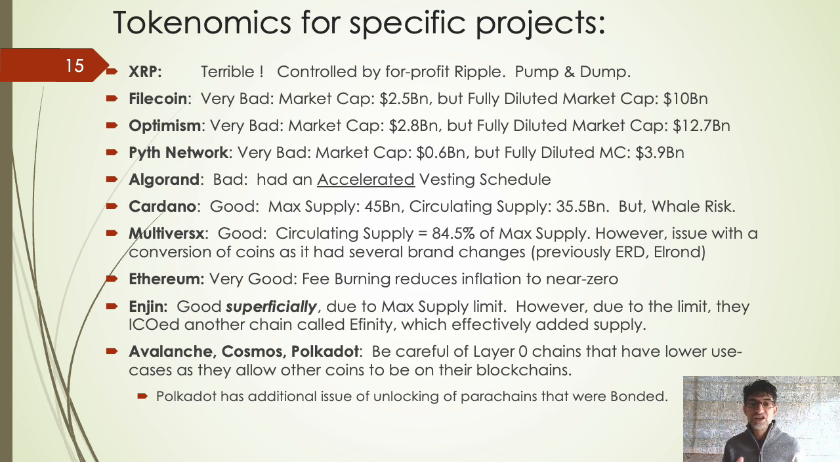Multiverse also has a very good circulating supply. They have 84.5%, you can see here, of circulating supply divided by max supply. However, they too have their individual issue because they rebranded, they changed the name. They used to be on Binance, I think on Ethereum. So basically, there are coins that have not been converted yet. So there might be more coins that haven't been converted from the old ERD to Elrond, or I should say Multiverse X. All these name changes.